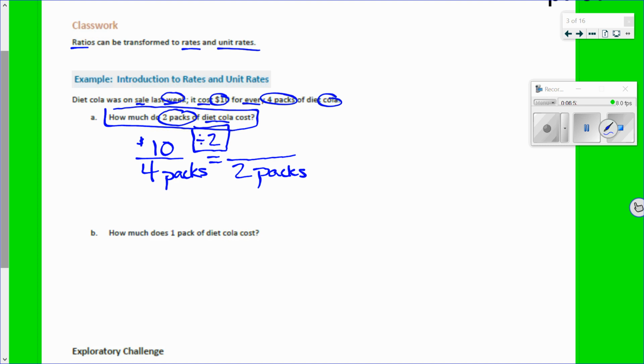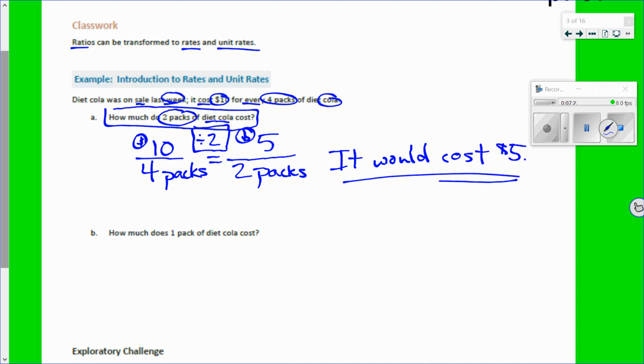So my magic box gets a divided by 2. The magic box is telling me what I'm going to be doing. So once I've done that on the bottom, I also need to do that on the top. So 10 divided by 2 is going to give me what? 5. Do not forget your units. That is actually critical. We have dollars here. Make sure we put dollars on our units for this side. Now, because it's a word problem, we'll answer in a full sentence. It would cost $5. Pretty simple, right? Everybody feel okay on that one?